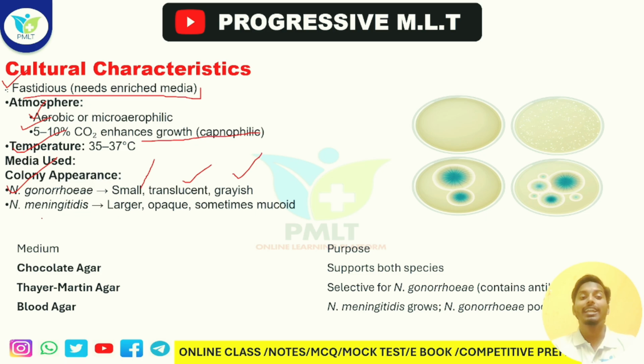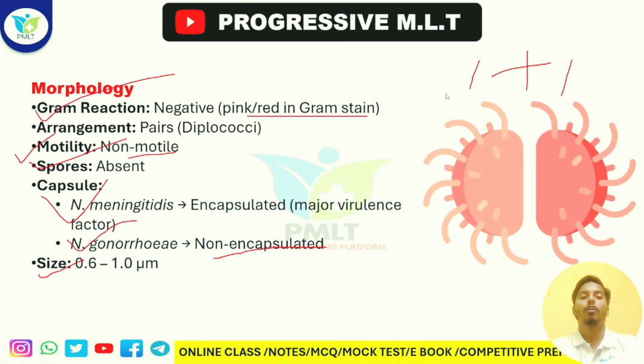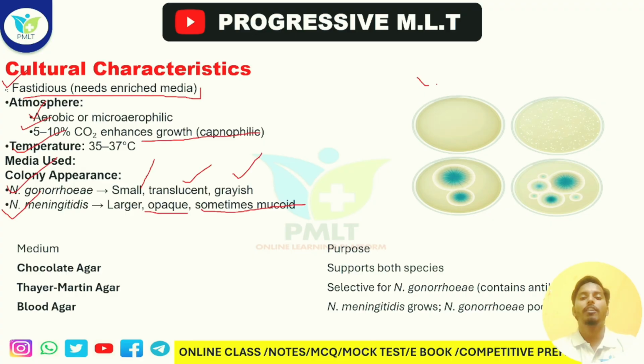Okay, and in Neisseria meningitidis, which kind of culture characteristics will you find? See, larger, then opaque, and sometimes mucoid. Sometimes you will find a mucoid colony as well. Okay, you just have to see that this is the colony, the cultural characteristics.